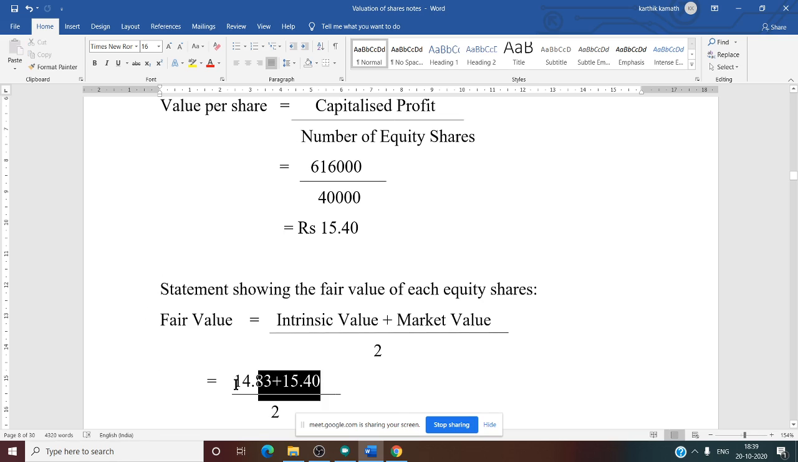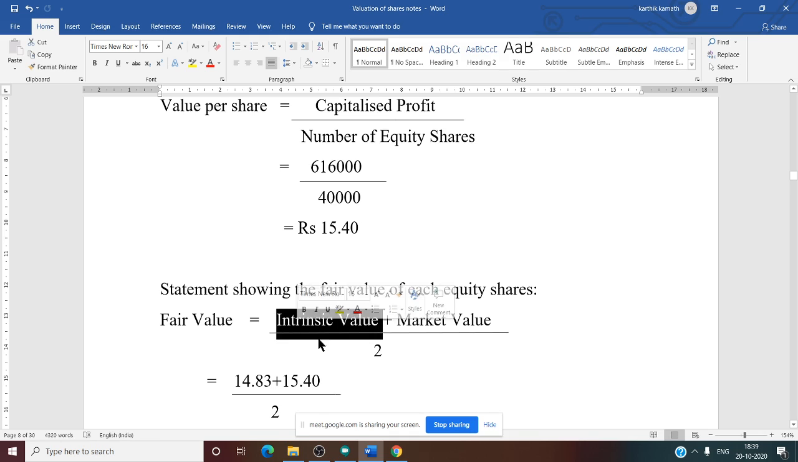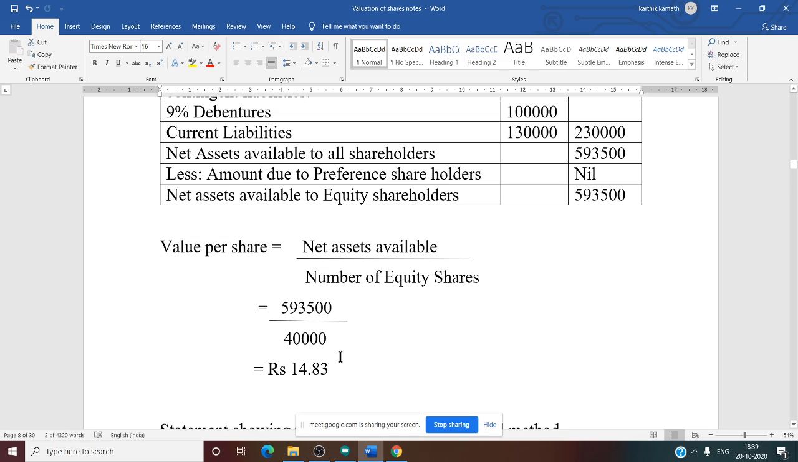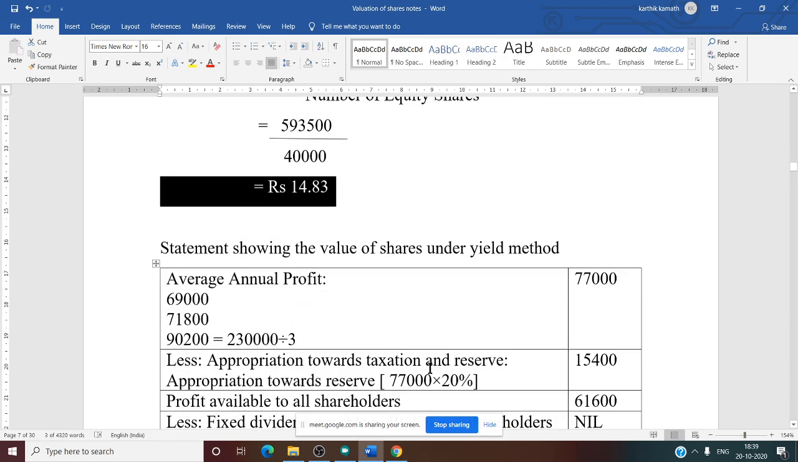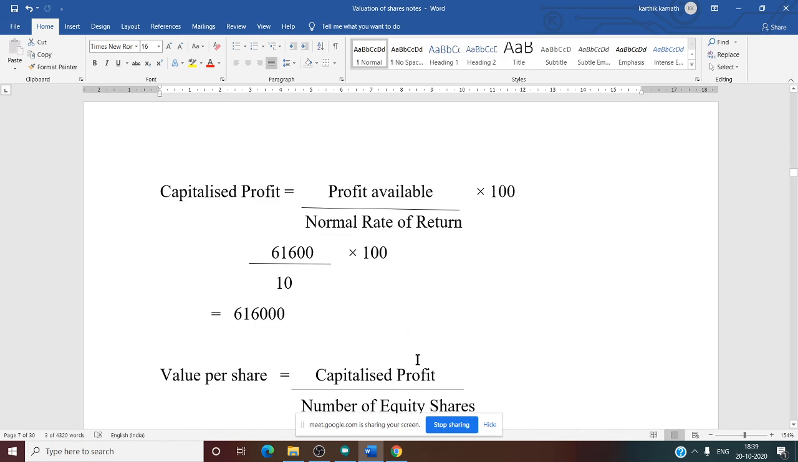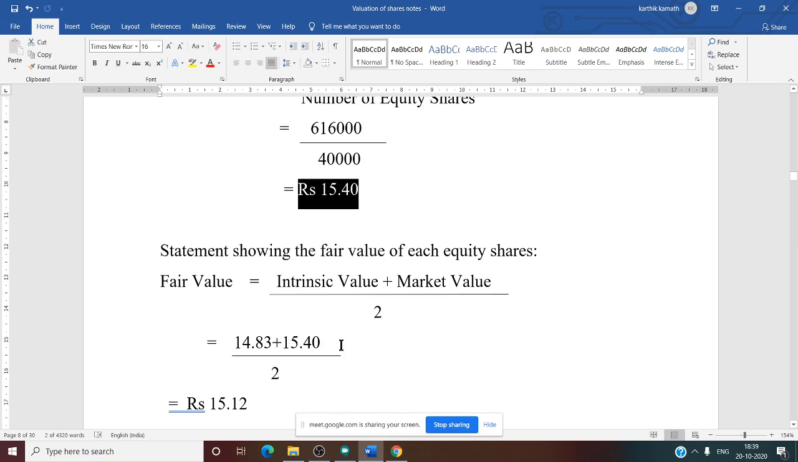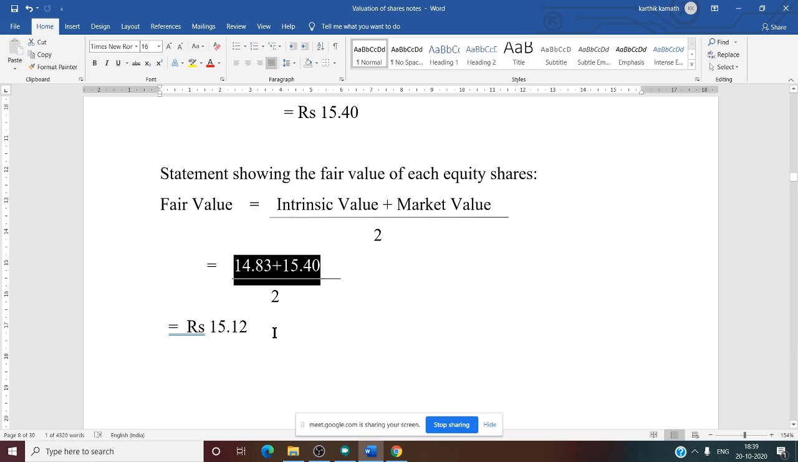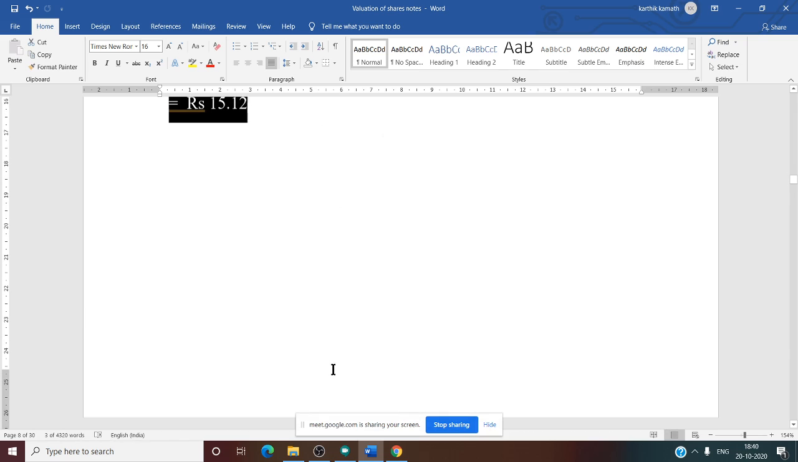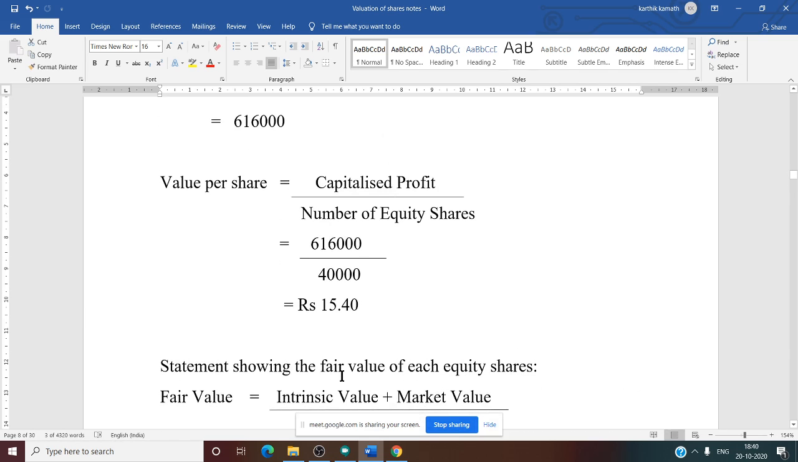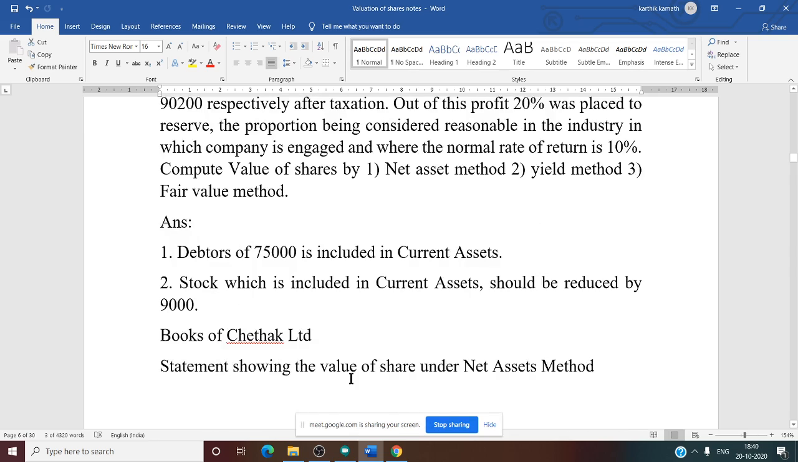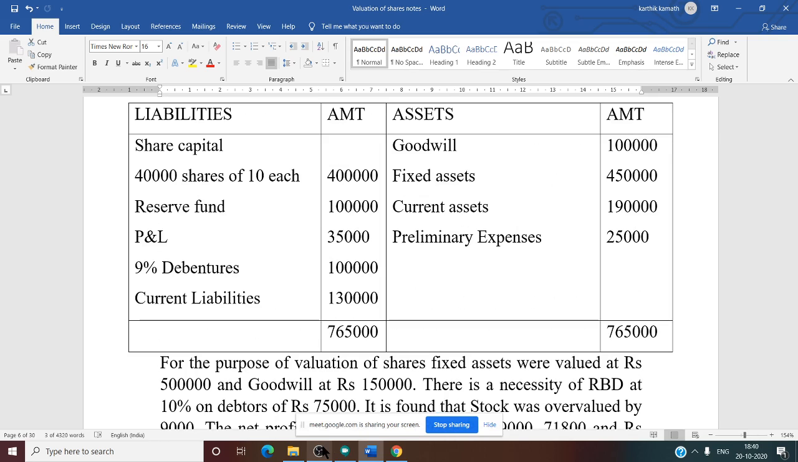That means the first two methods' answers you need to write in the numerator. The first method, intrinsic value, the answer is 14.83. You write that here, plus the market value answer, 15.40, divided by 2. So we got the average, which is nothing but fair value, that is 15.12. 15.12 is our fair value. So this is how we are going to solve this problem. That is problem number 2. Any doubt regarding this?